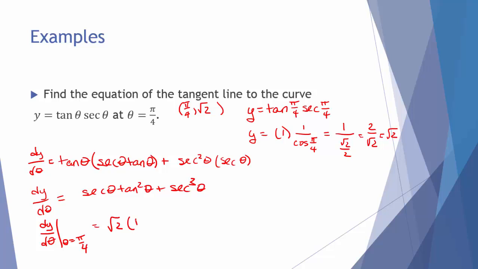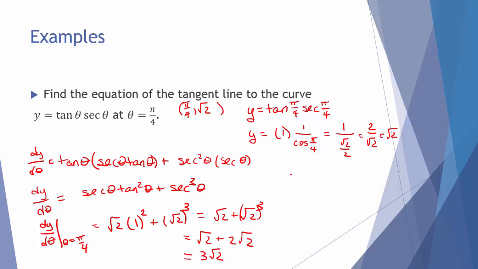times the tangent at pi over 4, which is 1, squared, and then plus the secant of pi over 4, which we just said is the square root of 2, and we're going to cube that. So what we get is the square root of 2 plus the square root of 2 cubed, which, if you choose, you can rewrite as the square root of 2 plus 2 square root 2. Because when you cube the square root of 2, it's the square root of 2 times the square root of 2 times the square root of 2. Two of those give you 2, which means you have a total of 3 square root 2's.